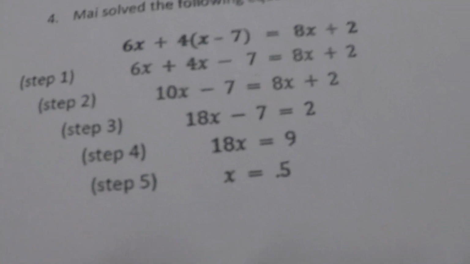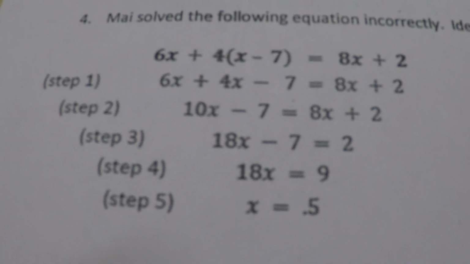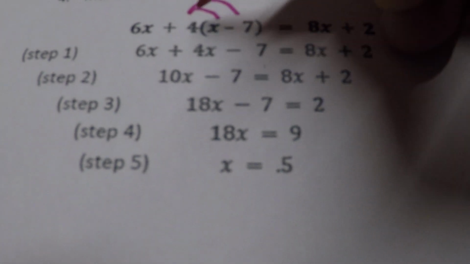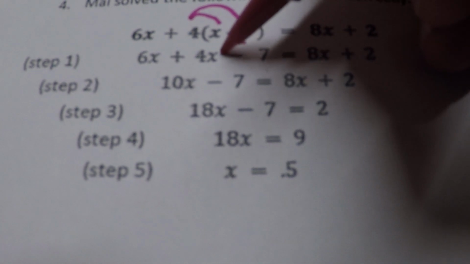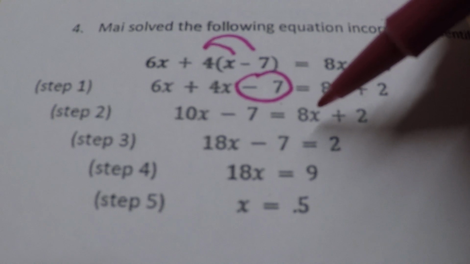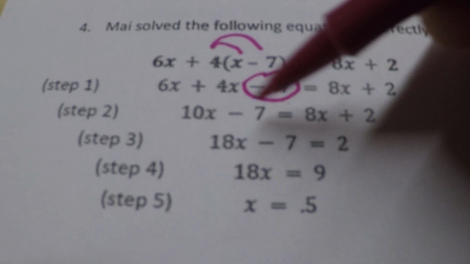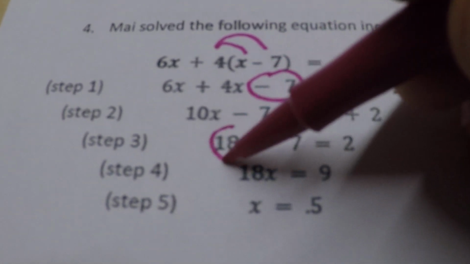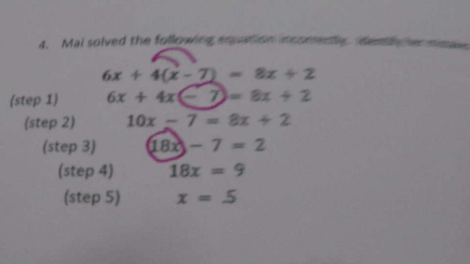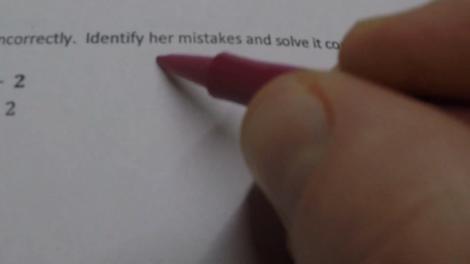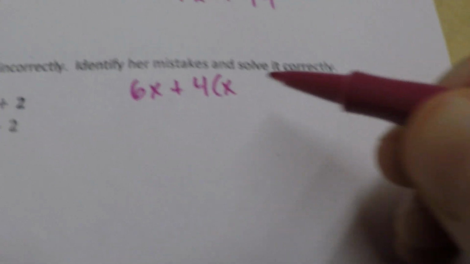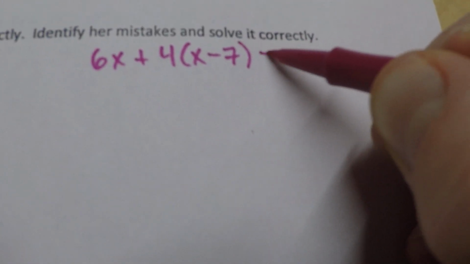Okay. In this problem, this was on the test, we have to first determine the two mistakes. So when we distribute, they did not distribute to the 7, so this is wrong. It should be -28. Okay. In addition, down here, they should have subtracted 8x from both sides, and so this is wrong. Okay. So let's do it the correct way. Okay. So 6x plus 4x minus 7.